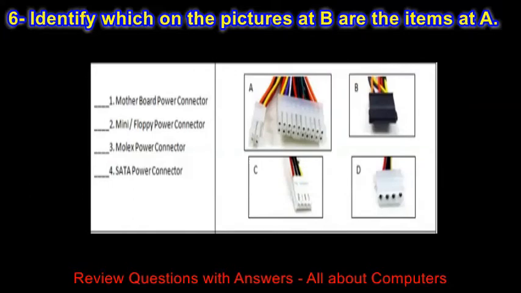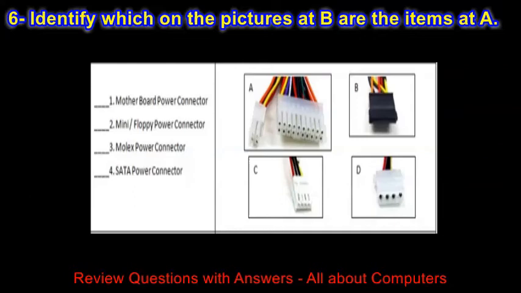Okay, next we have here also pictures from number 1. As you can see, all of those are connectors. So number 1, motherboard power connector, that would be letter A. Number 2, mini floppy power connector, letter C. Molex power connector, letter D. And SATA power connector, letter B.